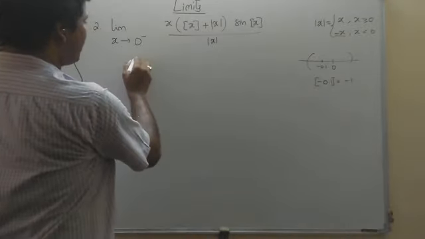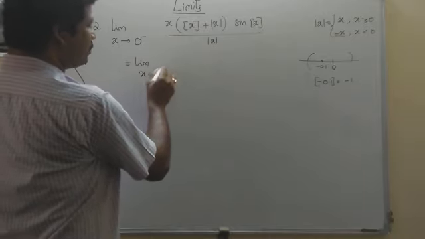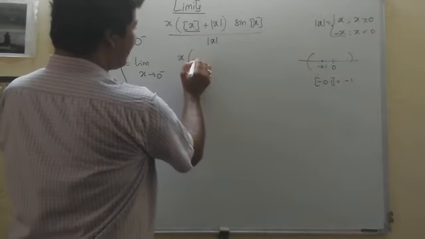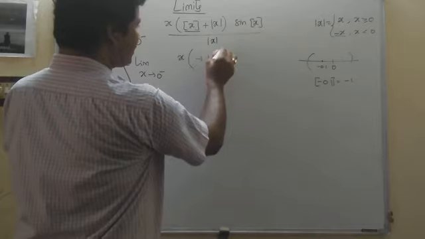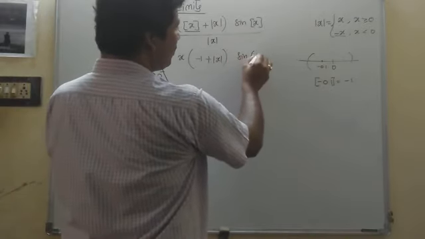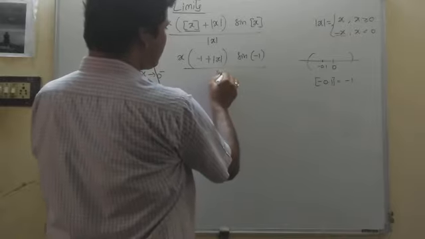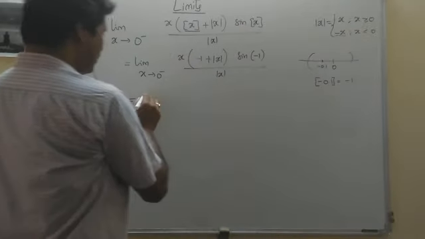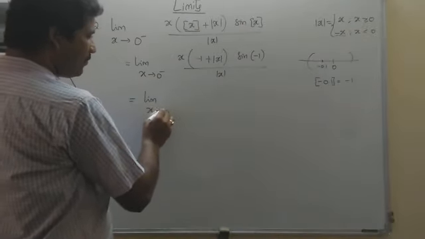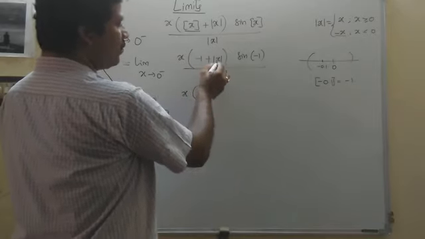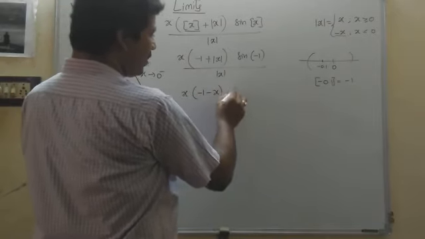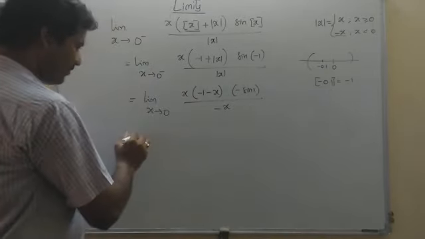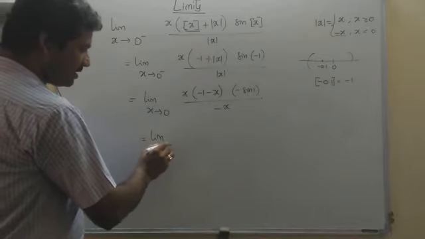Minus 1. The actual given problem is limit x tends to 0 minus, x into what is the box value? That is the integer. What is that integer? Minus 1, plus mod x, sin of box value is minus 1, by mod x. Now they are asking before 0. Before 0, what is the mod x value? Minus x. Limit x tends to 0, x into minus 1, plus what is the mod x value? Minus x, into sin of minus 1, minus sin 1, by what is the mod x value? Minus x. That equals limit x tends to 0.